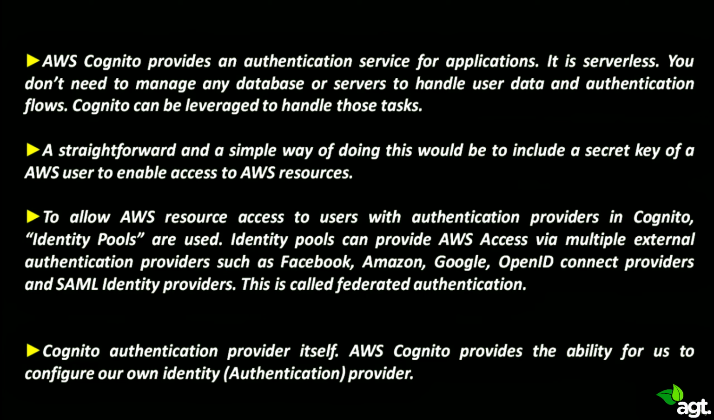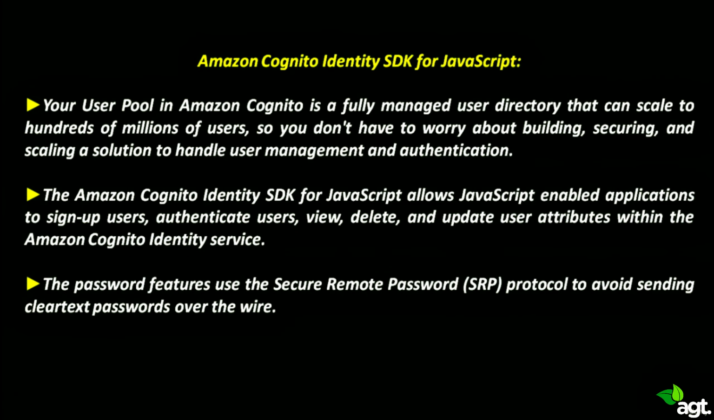In order to successfully authenticate a user, AWS Cognito needs an identity pool and a token received from an external authentication provider or from the AWS Cognito authentication provider itself. AWS Cognito provides the ability for us to configure our own identity authentication provider, which means control of user sign up, sign in, password management, and many more user management features are in our hands. So, the Amazon Cognito Identity SDK for JavaScript.